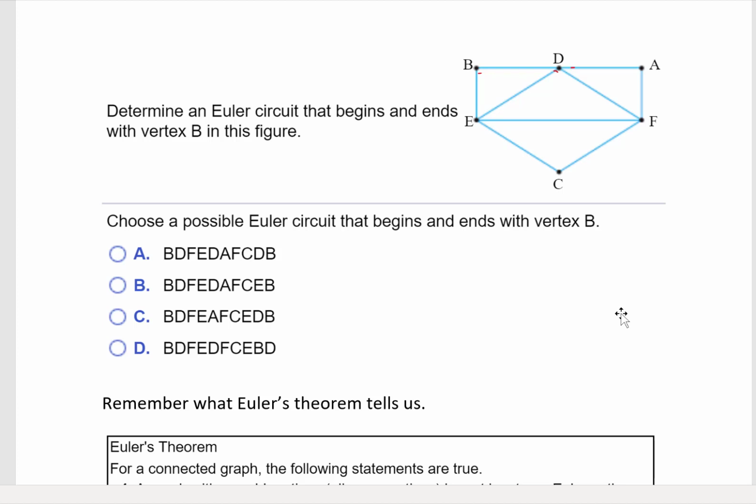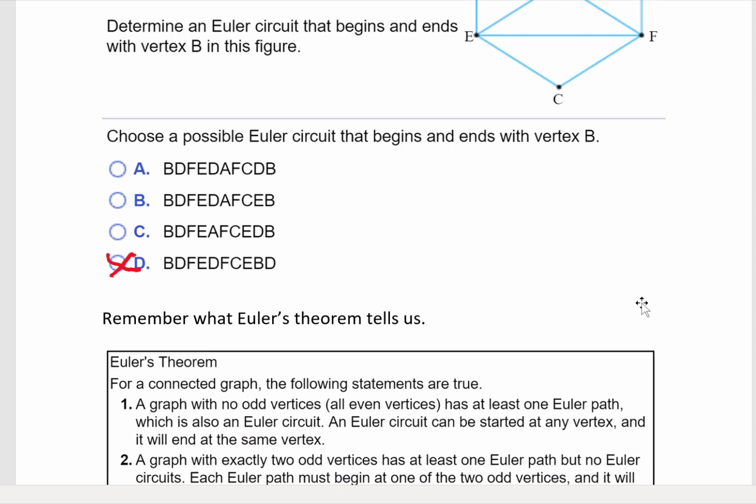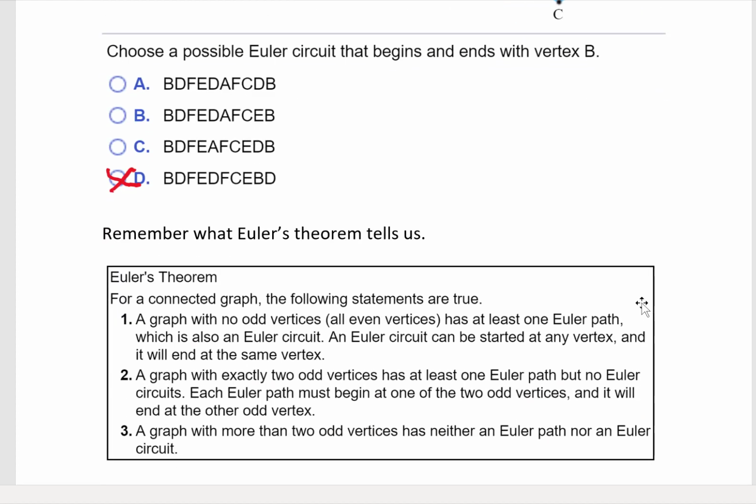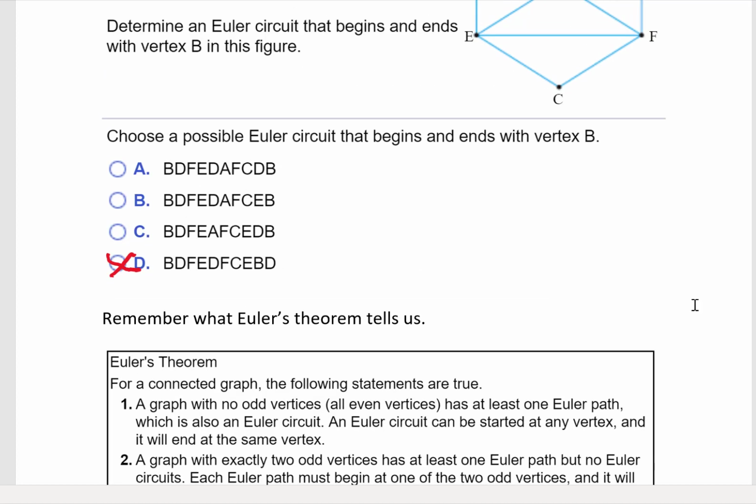Determine an Euler circuit that begins and ends with vertex B in the figure. Now remember, a circuit must begin and end with the same vertex. So when I look at the answers here, I can right away eliminate answer D because it doesn't begin and end with the same vertex. And again, if we look at this graph, let's take a look. Vertex B is even, vertex D is even, A is even, F is 1, 2, 3, 4, even. They're all even vertices. So if it has no odd vertices, there's at least one Euler path, which is also an Euler circuit. It can start at any vertex and end at the same vertex.